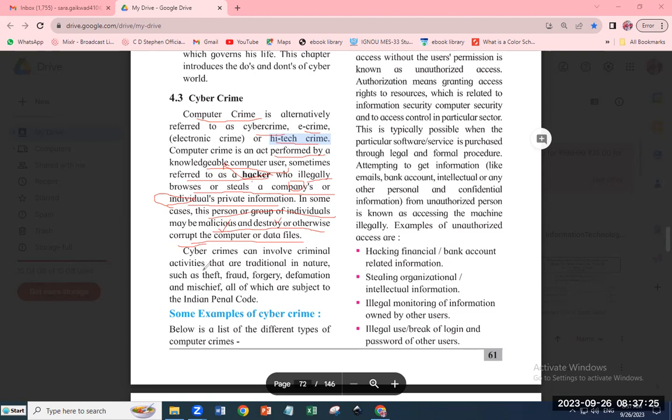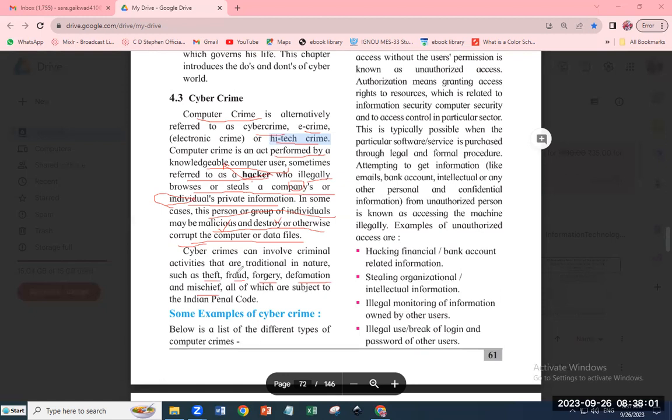Cybercrimes can involve criminal activities that are traditional in nature. What traditional? Theft, fraud, forgery, defamation, mischief, all of which are subject to the Indian Penal Code. These are different cyber crimes. Theft, yes, with online banking, banking money can get stolen. So theft can happen, fraud can happen.